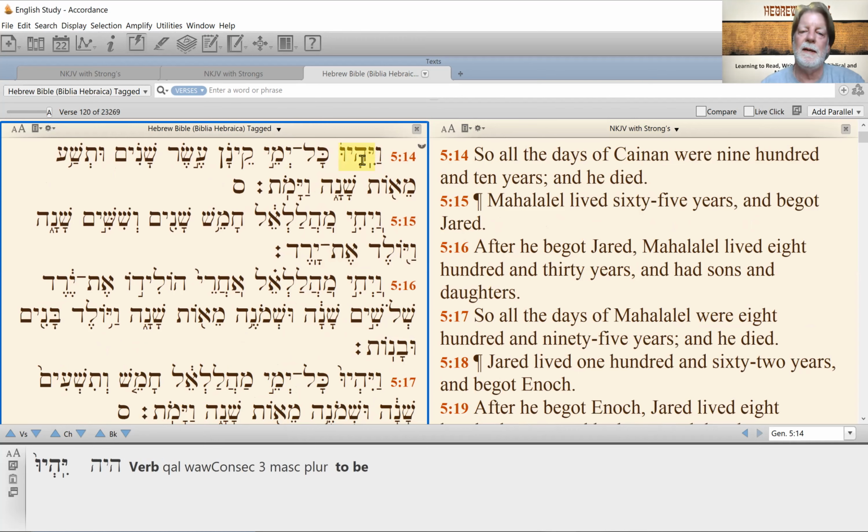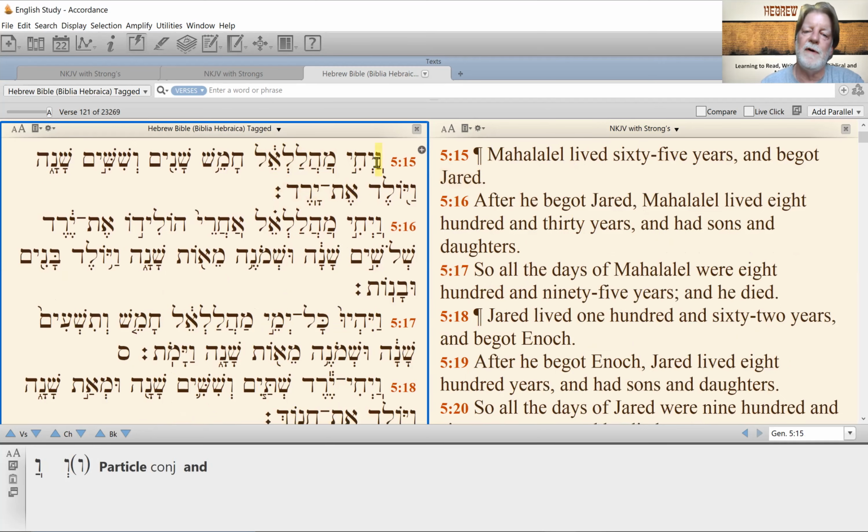Va, and Yehiyu, and they were Kol Yamei Canaan, all the days of Canaan, Eser Shanim, 10 years, Utesha Meot Shana, and 900 years. So what do we got? 910 years, Vayamot, and he died.